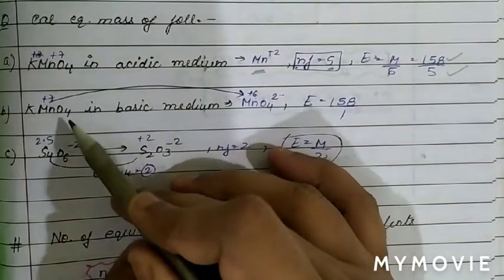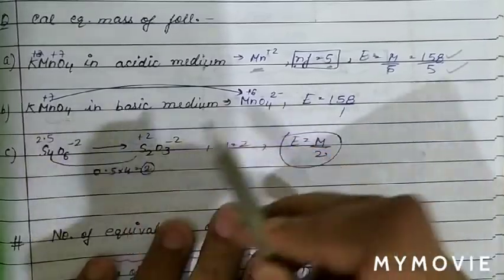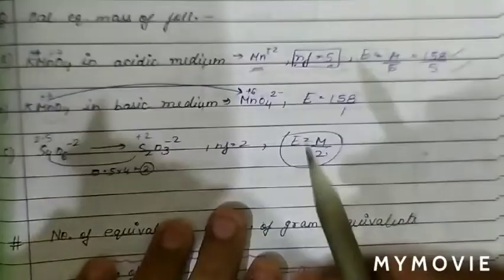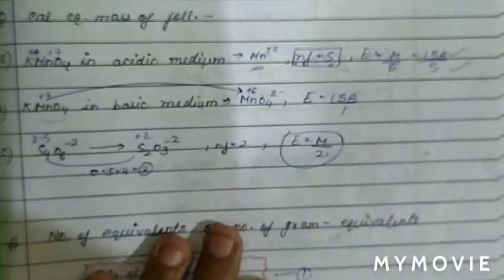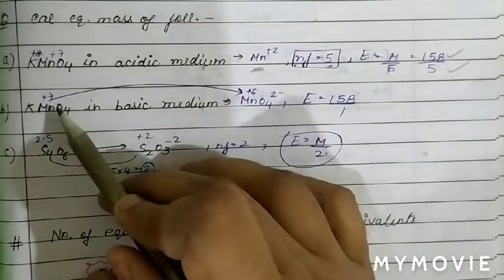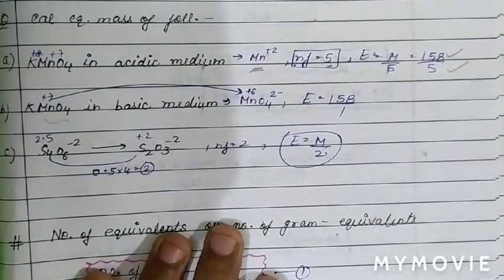Now see the next question. We have to find the equivalent mass of KMnO4 in basic medium. We know in basic medium MnO4 minus ion changes into MnO4 2 negative ion. So basically in this case we can see the oxidation number is changing from plus 7 to plus 6, means change in oxidation number of 1.